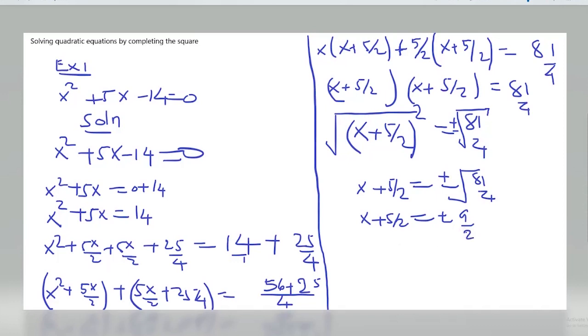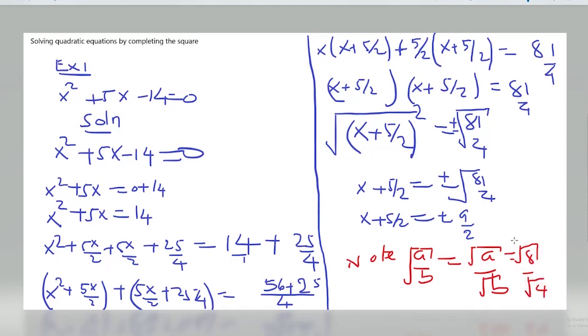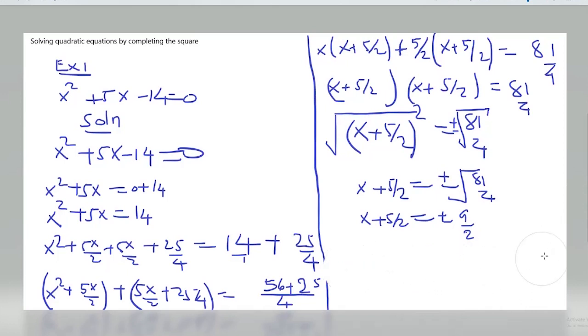You should note this: if you are given A over B, the square root is the square root of A over the square root of B. So for that case, we have the square root of 81 over the square root of 4. From 81 I got 9, and from 4 I got 2. If you don't understand even that, please revisit my previous sessions, then you can understand it clearly.